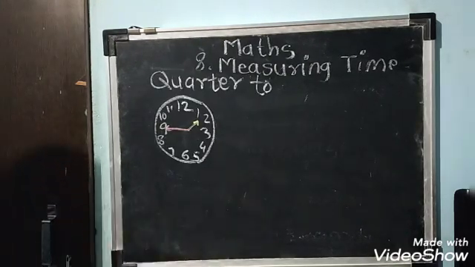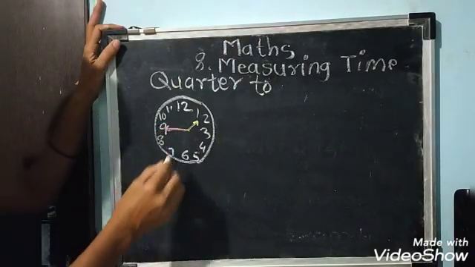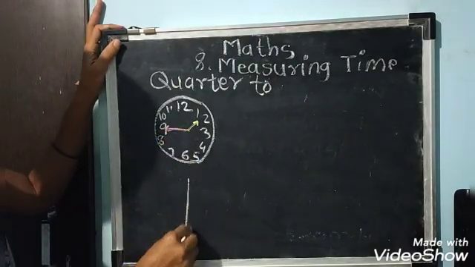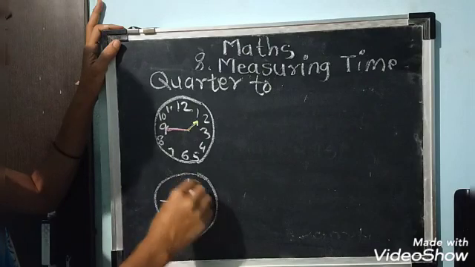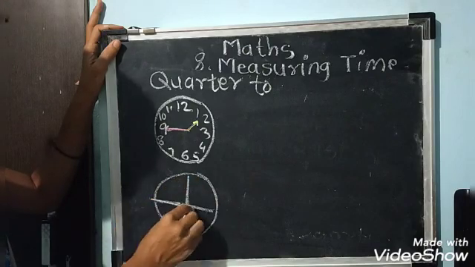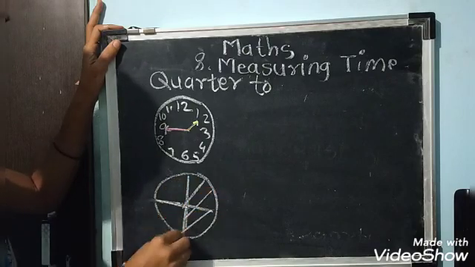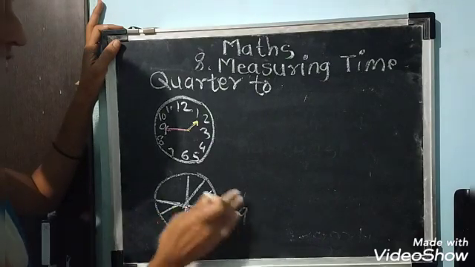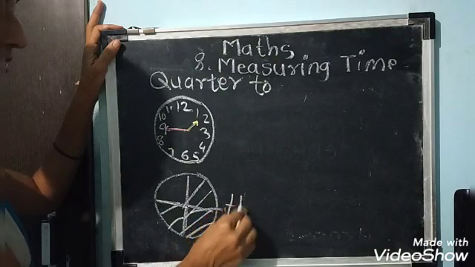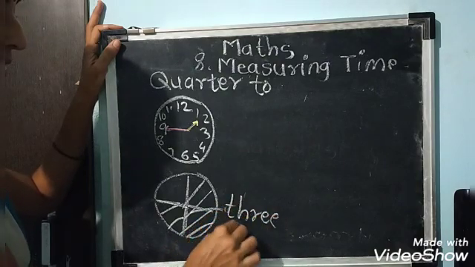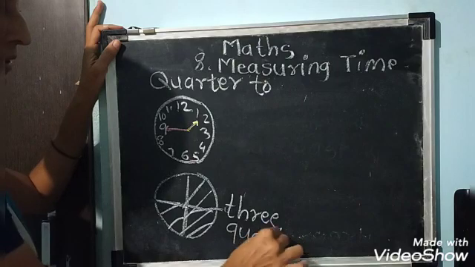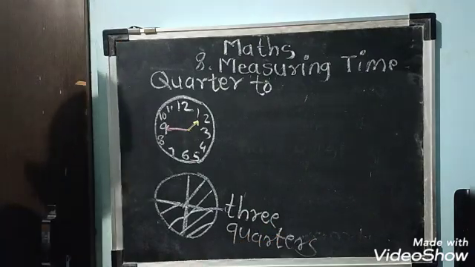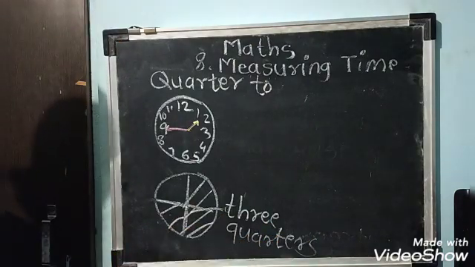See here. Where is the minute hand? The minute hand is on 9. See, it is our figure. The minute hand is on 9, that means here. Which part does it show? Sorry, this figure shows 3 quarters. The fraction of 3 quarters. 1, 2, 3 quarters it shows.